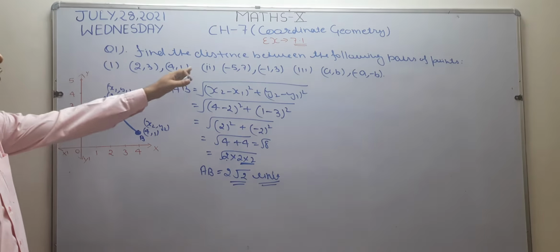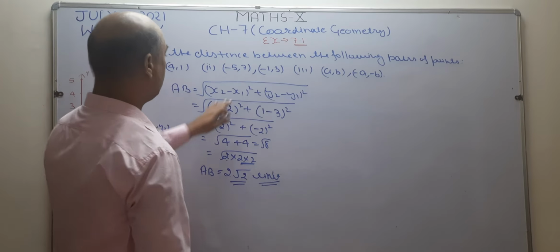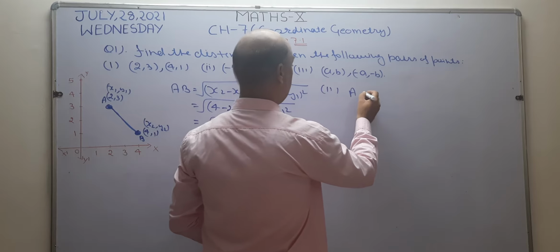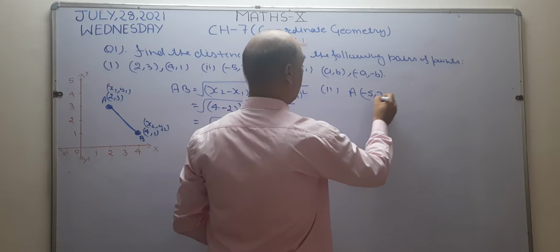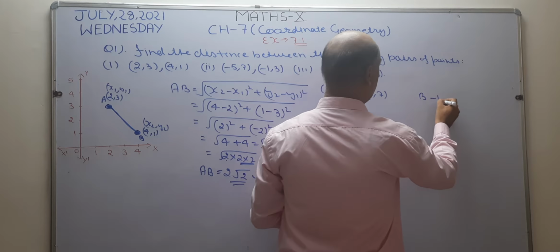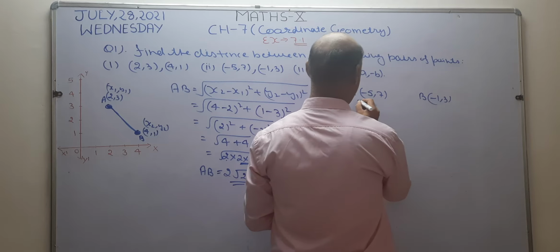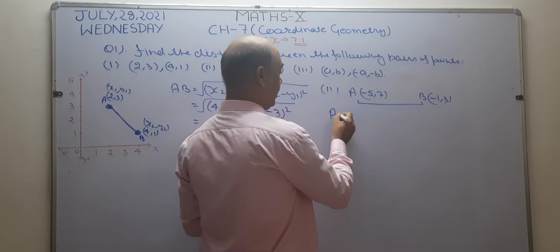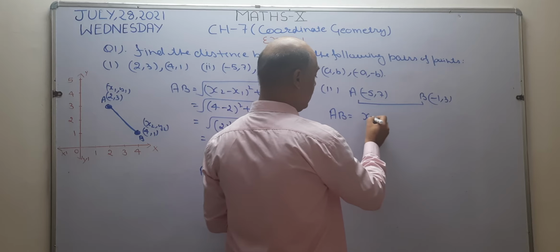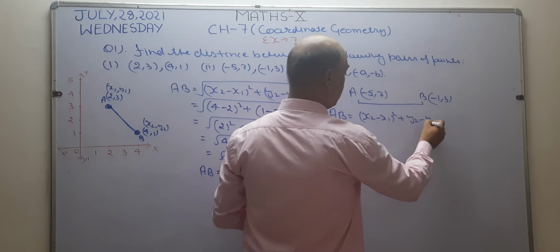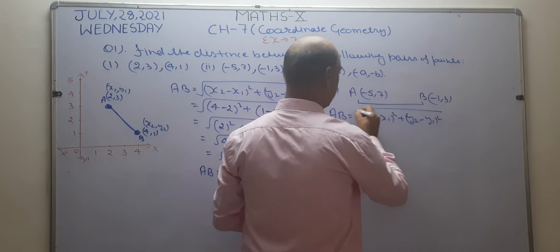Okay. Now we want to solve the second part. In the second part, coordinates are, suppose A is minus 5, 7 and the coordinates of B are minus 1, 3. So now I want to find the distance between these 2 points. Again I write here AB, again using the formula: square root of (x2 minus x1) whole square plus (y2 minus y1) whole square.